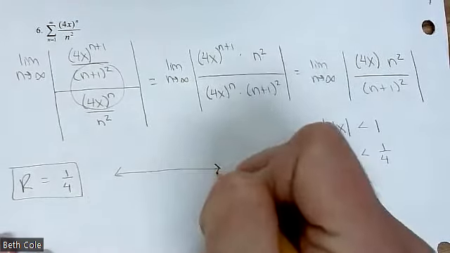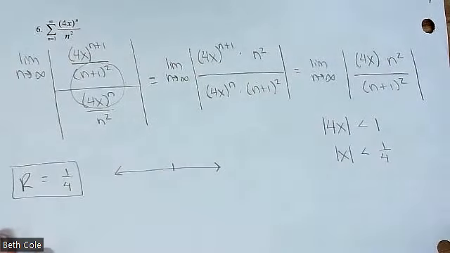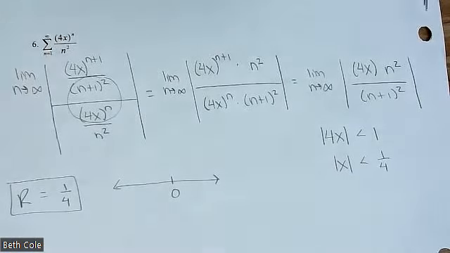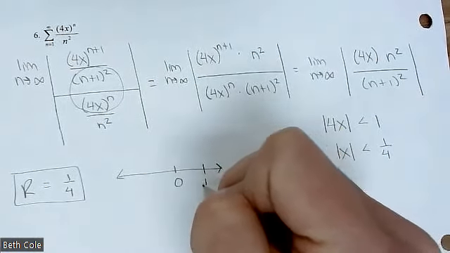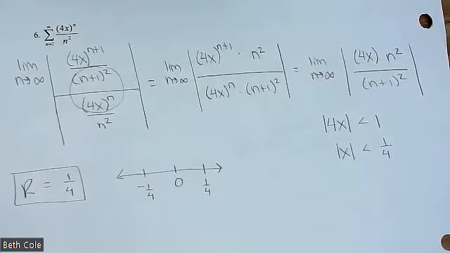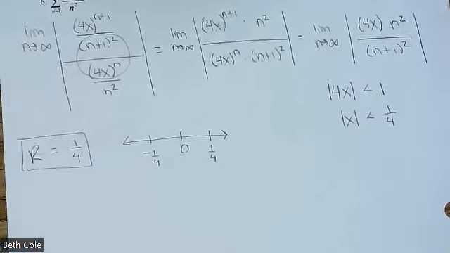Now still centered at where? Where's our center? Yeah, 0, because you didn't have anything added or subtracted. There wasn't a shift. And then your endpoints, instead of 1 and -1, it's 1/4 and negative 1/4. So we're going to test those to see if they get brackets or parentheses.